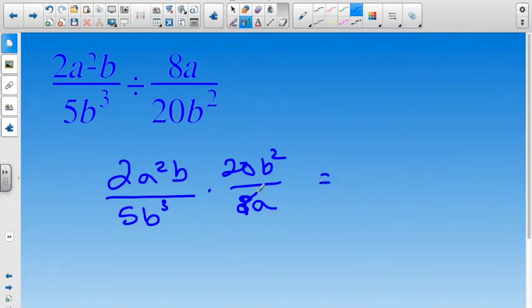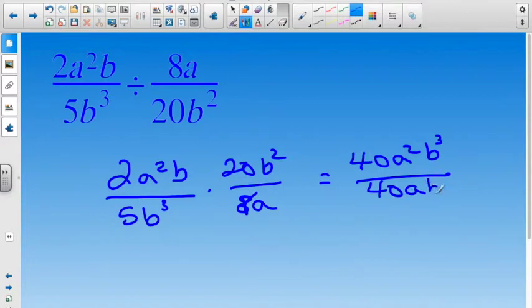If I were to multiply this out, this would become 40 a squared b to the third all over 5 times 8 is 40 a b to the third. Well, the 40s are going to divide out. The b to the thirds are going to divide out. I have an a squared divided by a, and that's going to leave me with an a on the top. So my answer is just going to be a.